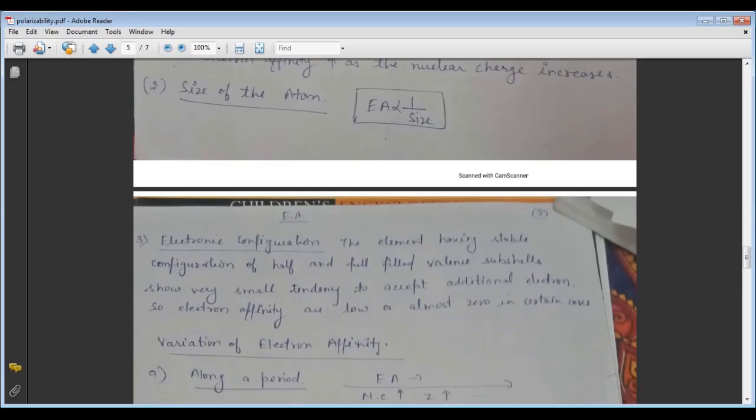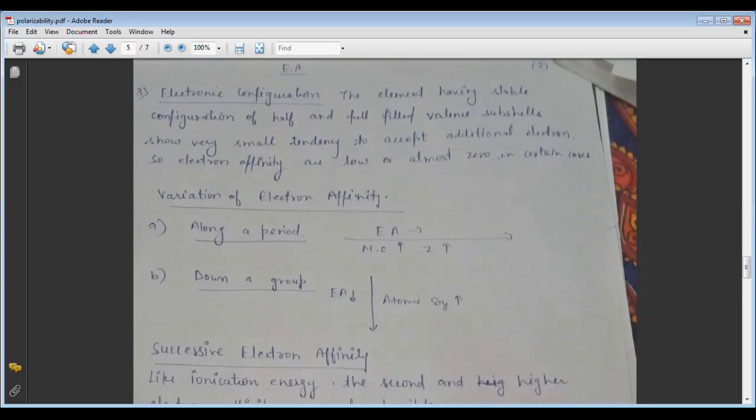Now the third point is the electronic configuration. Here, as with the ionization potential, elements having a stable configuration of half and fully filled valence subshells show very small tendency to accept an additional electron. I repeat again, elements having a stable configuration of half and fully filled valence subshells show very small tendency to accept an additional electron. So the electron affinity is low or almost zero in certain cases.